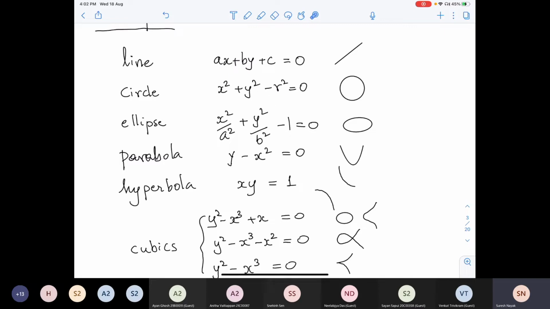Similarly, this is a degree 2 because these terms are degree 2, 2, and 0. This is again degree 2, 2, 0, 1, 2. And in this case, the total degree is 2 because x has degree 1 and y has degree 1.